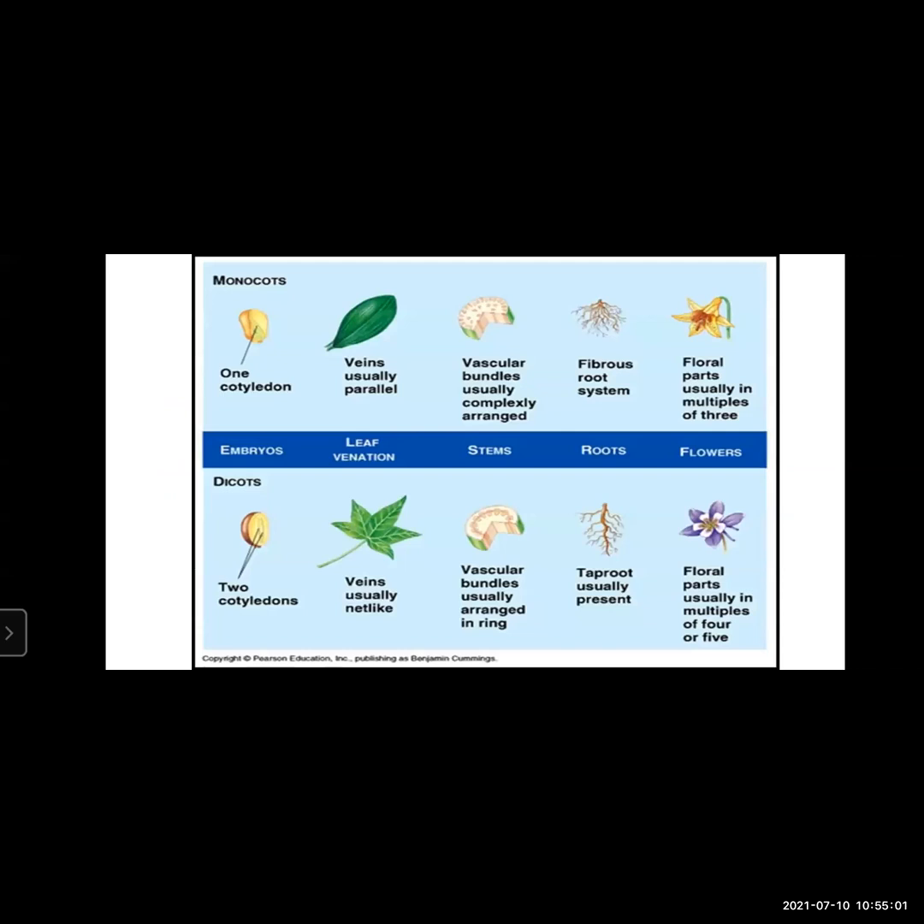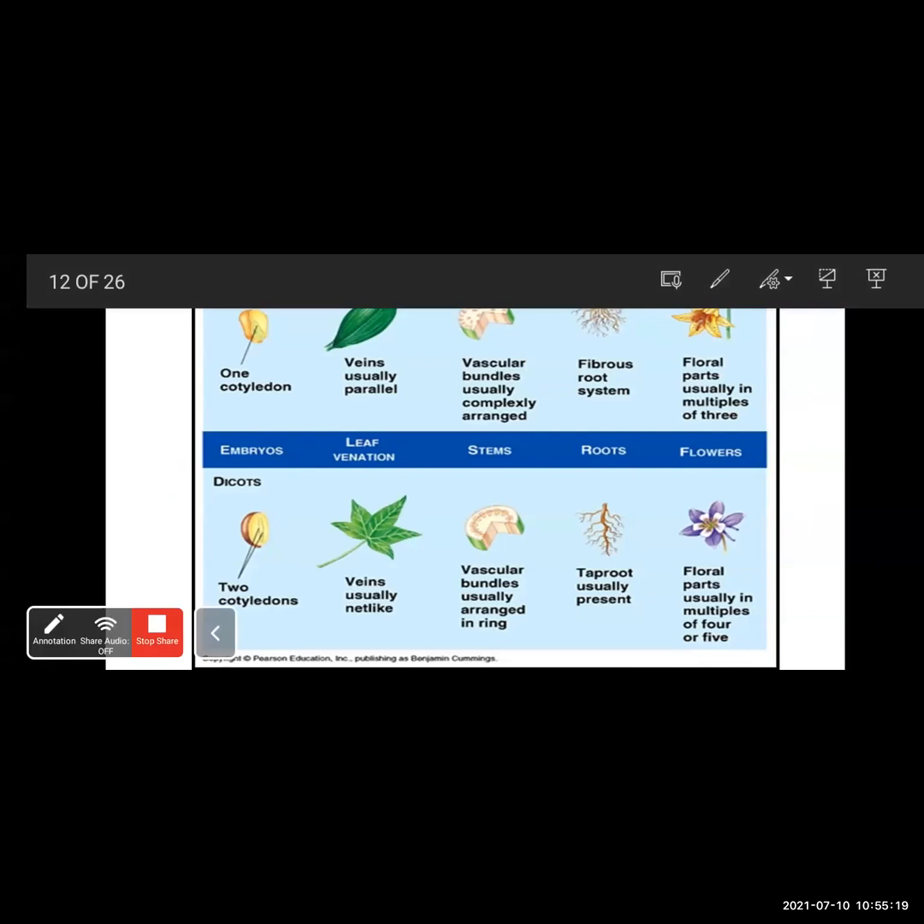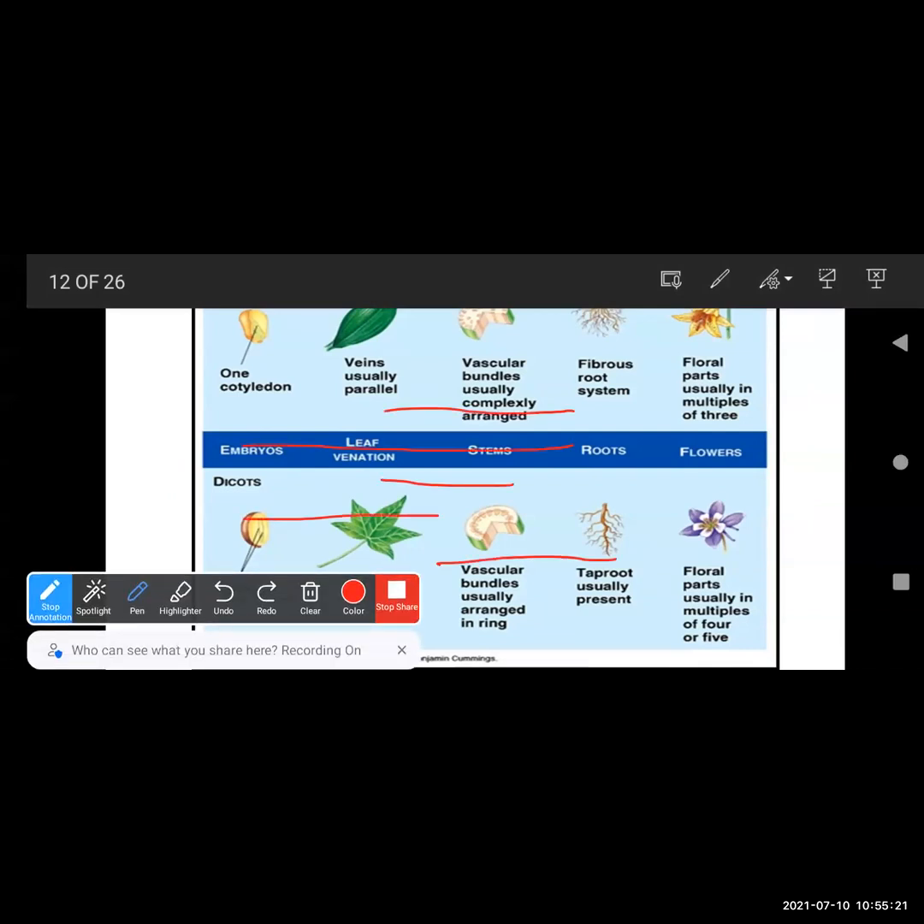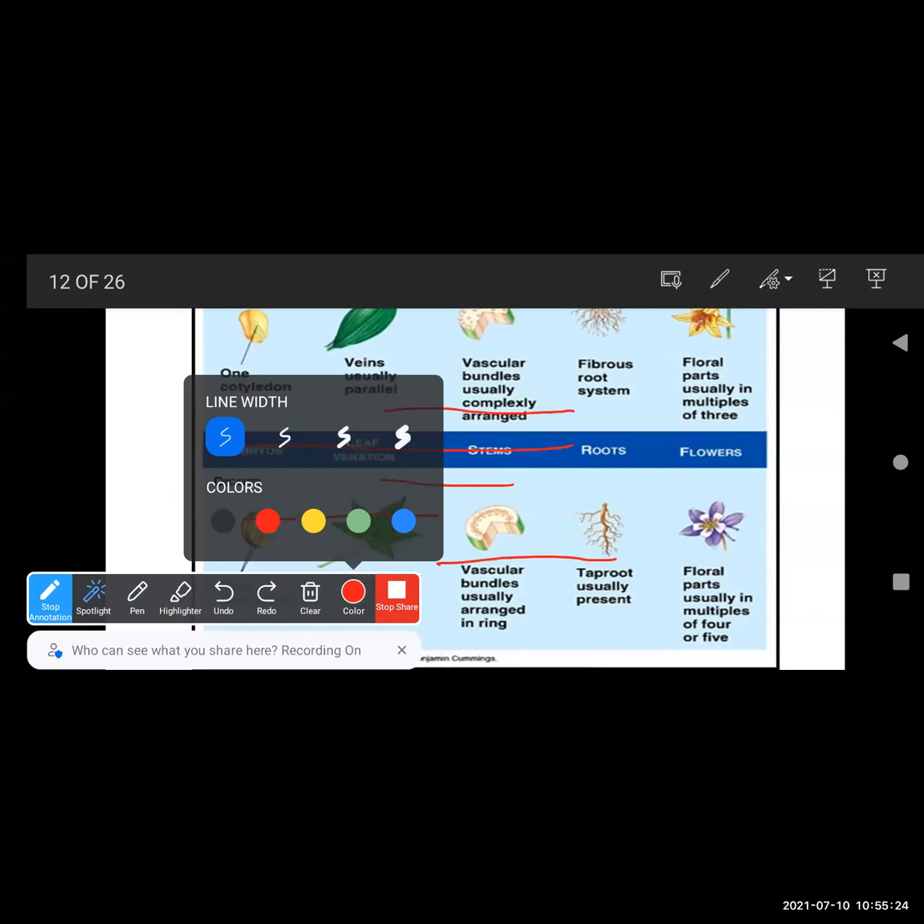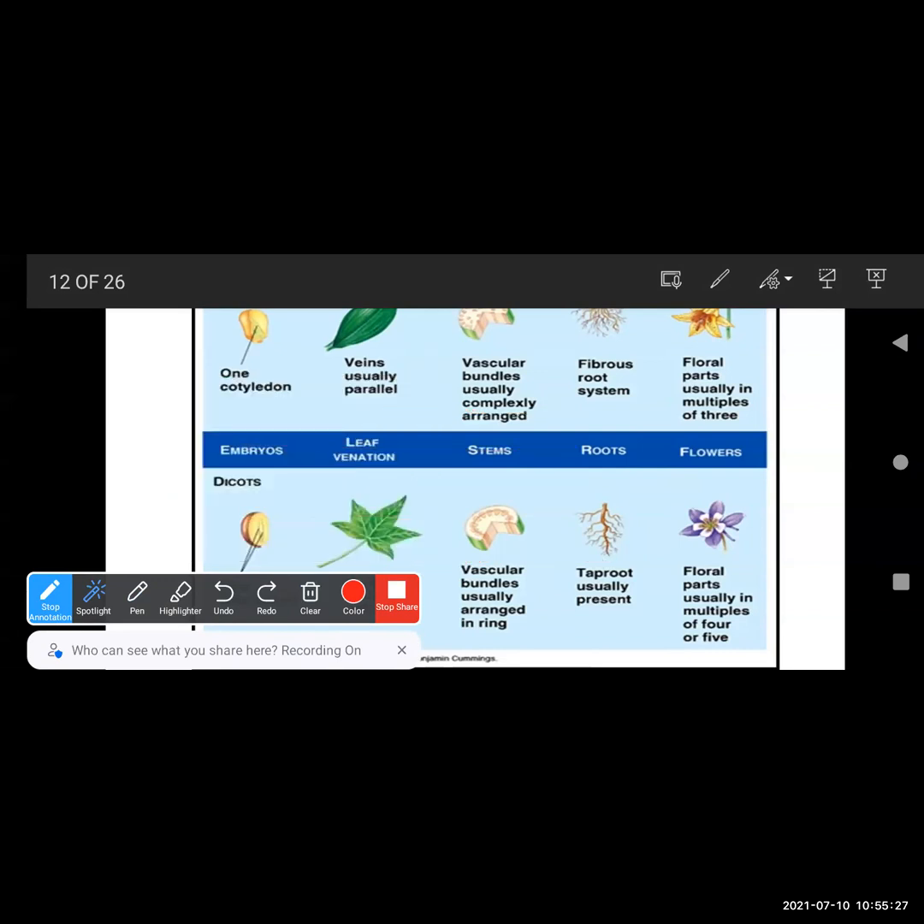Okay, now let's move on to differentiating between monocotyledons and dicotyledons. This is an important question asked 90% of the time in exams. So with the help of the diagram, we are going to learn the difference between monocots and dicots. Here you can see in seeds, there is one cotyledon, while here the seeds have two cotyledons.